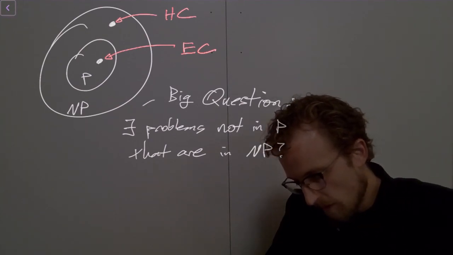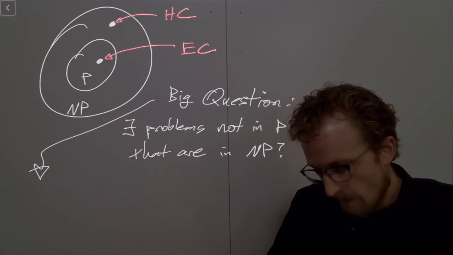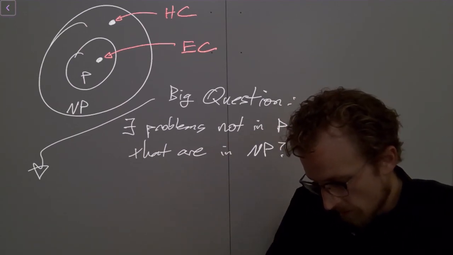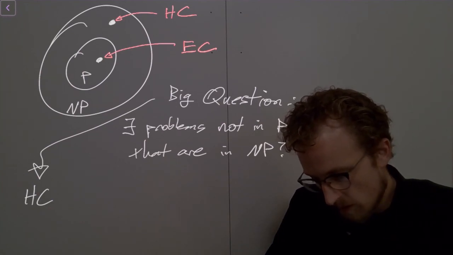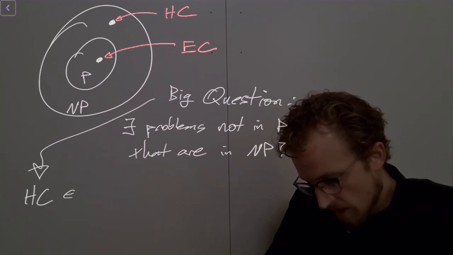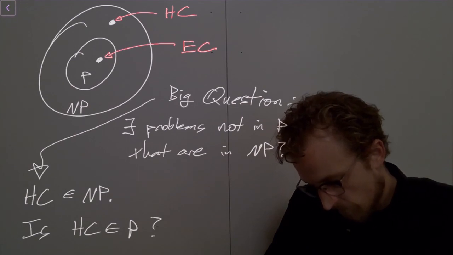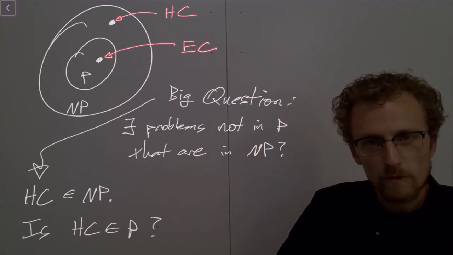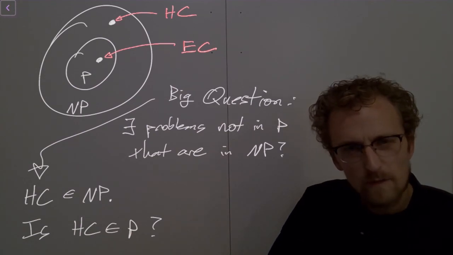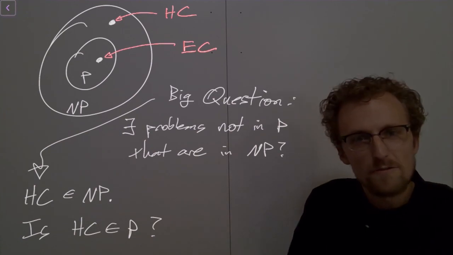So another way to rephrase this question, it turns out, and we'll get into the details of this in the next set of videos, is: the Hamiltonian circuit problem is in NP. Is HC in P? And that ends up being a deep fundamental question in theoretical computer science. And we'll be getting into the guts of kind of what this question means in the next set of videos. But here's your introduction to it.